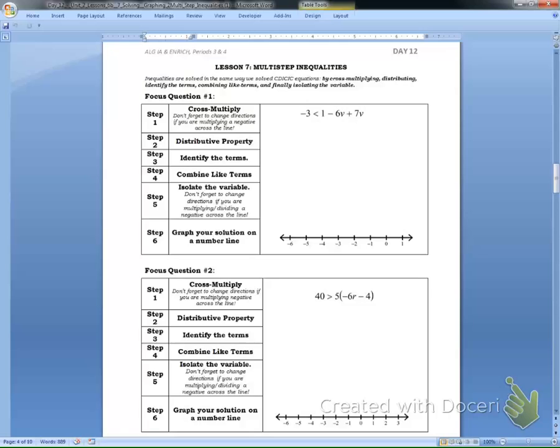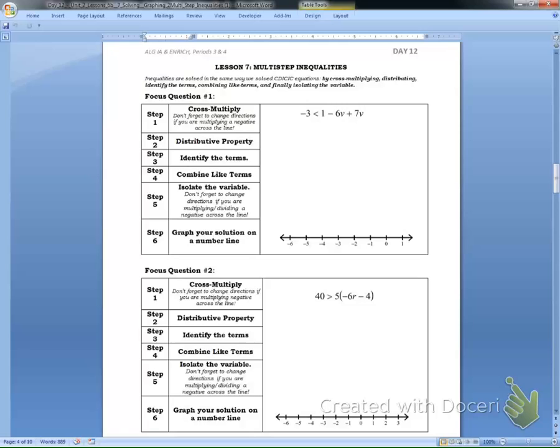This is Lesson 7, Multi-Step Inequalities in Unit 2. Here we are on day 12, and we're looking at some focus questions that have multi-step inequalities. These are solved just the same way as multi-step equations.